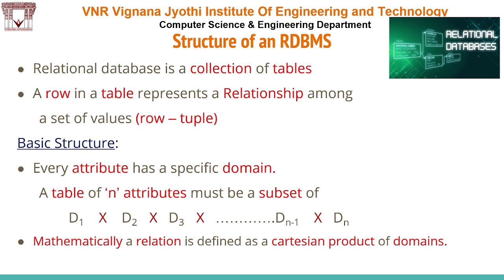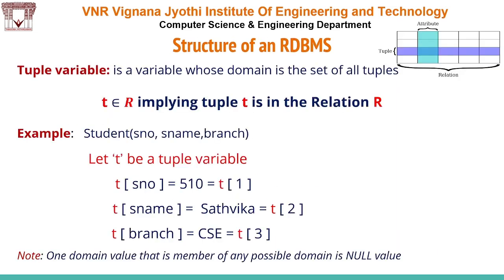So, the structure of it would be like this. Every attribute will have a specific domain. You will have multiple attributes for each and every record. So the domains of the attributes put together form a subset of the total set of attributes. If there are n attributes, the Cartesian product of the domains of each of those n attributes forms the relation.